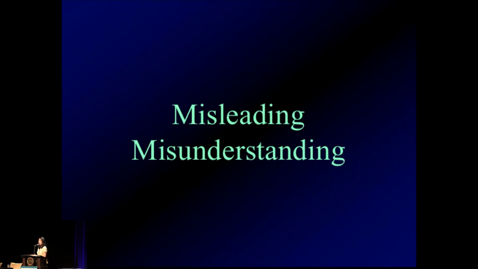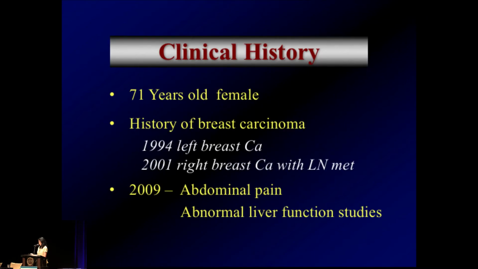So I want to give an example just to emphasize the importance of a team effort. This is a case I encountered a few years ago. This is a woman, 71 years old, with a history of breast cancer in 1994, which then recurred some years later with lymph node metastasis. So you can see the disease is still there.